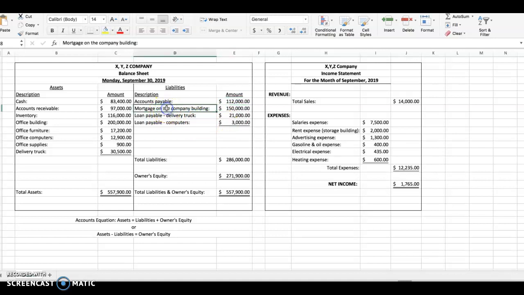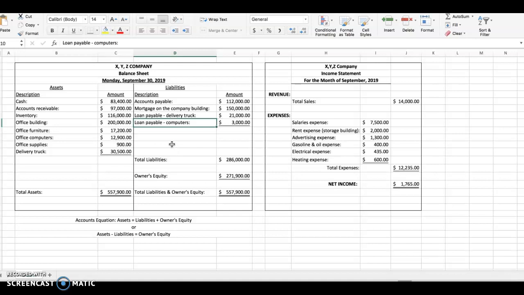The other ones shown on this balance sheet are longer term liabilities. Mortgage simply means we owe a long-term loan on land or a building, in this case the building, $150,000. We owe a loan on the delivery truck, and we owe a loan on the computers. These are longer terms, maybe 3 years, maybe 5 years. A mortgage may be up to 30 years.